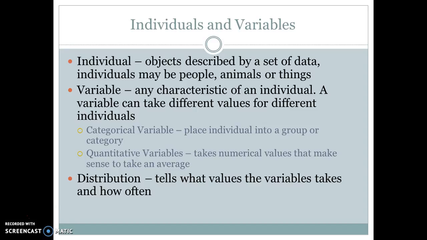And the last thing on this slide is distribution. It tells what values the variables take and how often. I had 4 people live in zip code 37080. I had 1 person that was male. Okay, it tells what values the variables take and how often.